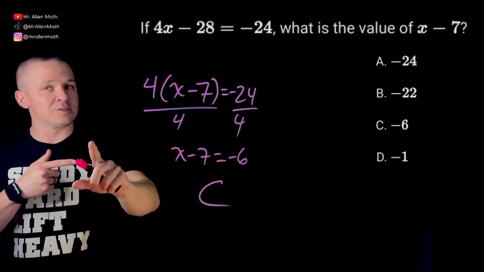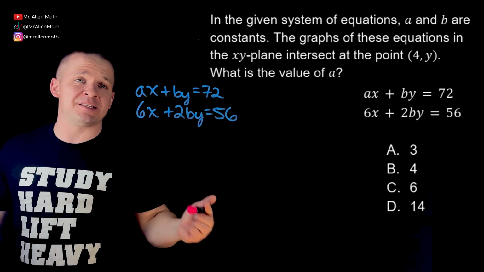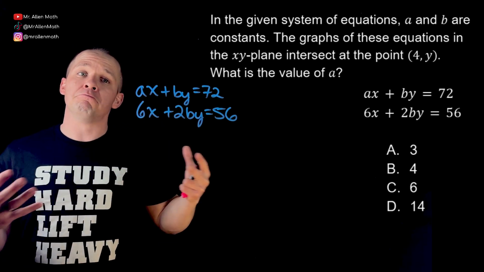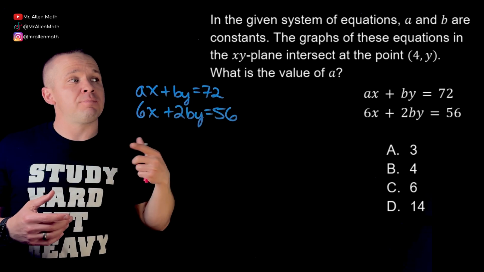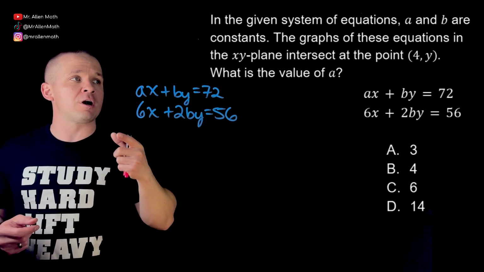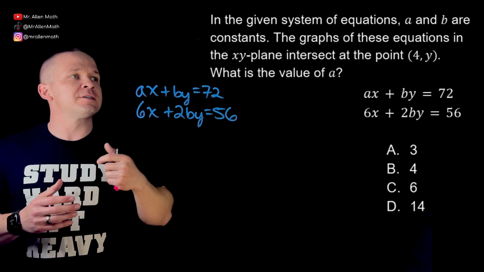All right, next one. In the given system of equations, a and b are constants. That just means that a and b are numbers. We just don't know what they are. The graphs of these equations in the xy-plane intersect at the point (4, y). So x is 4, y is just y. We don't know what it is. What is the value of a?